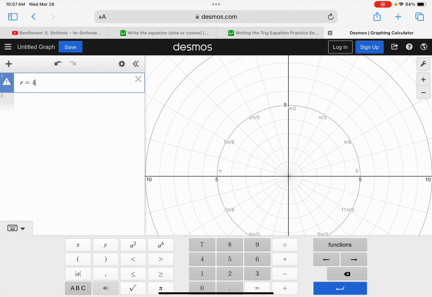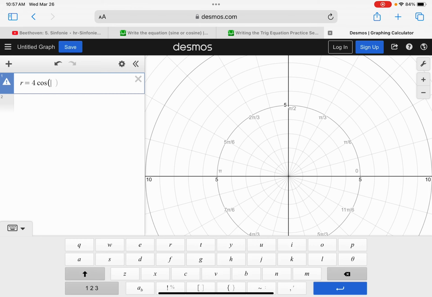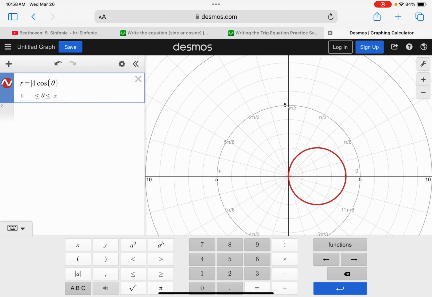Okay, we were looking at 4 cosine. If I hit ABC, do you see where that theta button is? And there it is. So R equals 4 cosine theta. If I make this negative, then it reflects over the y-axis when we're in rectangular. It's the line theta equals pi over 2, or theta equals 3 pi over 2, but it's been reflected there.